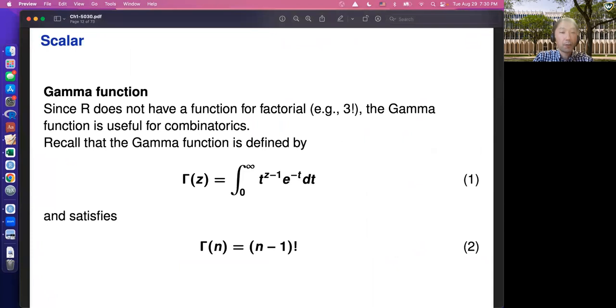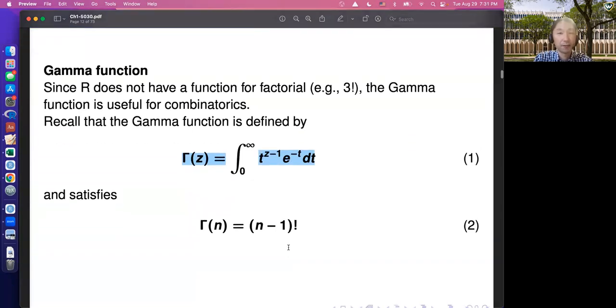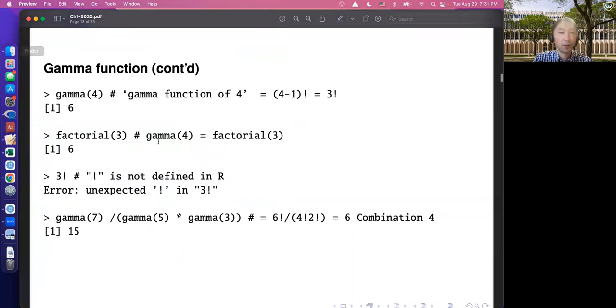So the gamma function is a more general function than factorial, and the special case is factorial. So to be exact, the gamma function is this. So gamma 4 is 3 factorial. But in general, for fractional z, the gamma function is defined in this way. So all codes are available here.